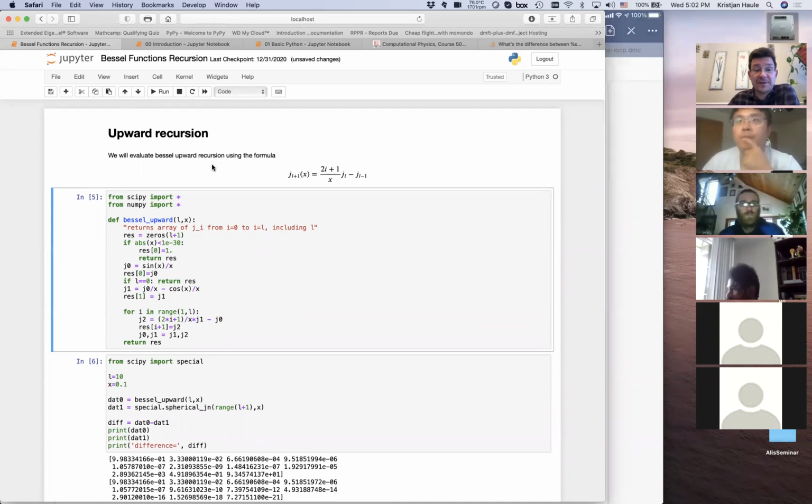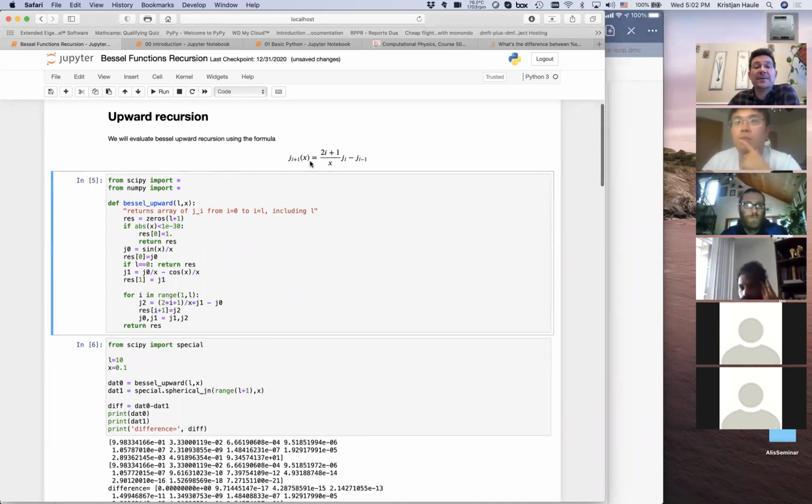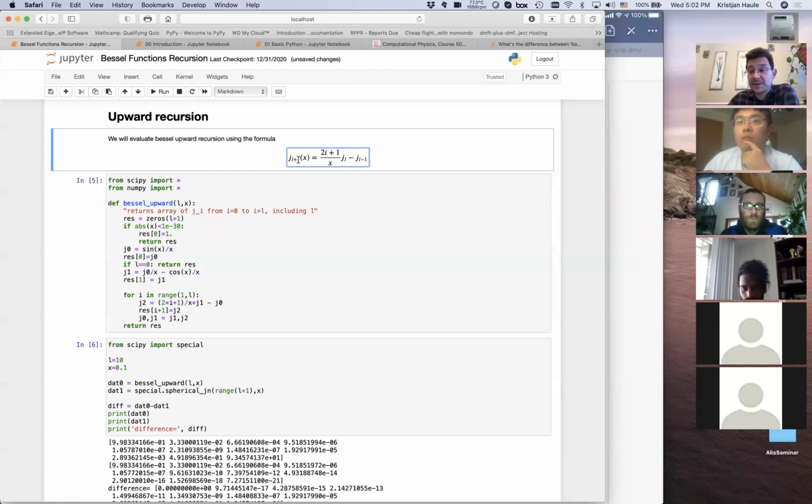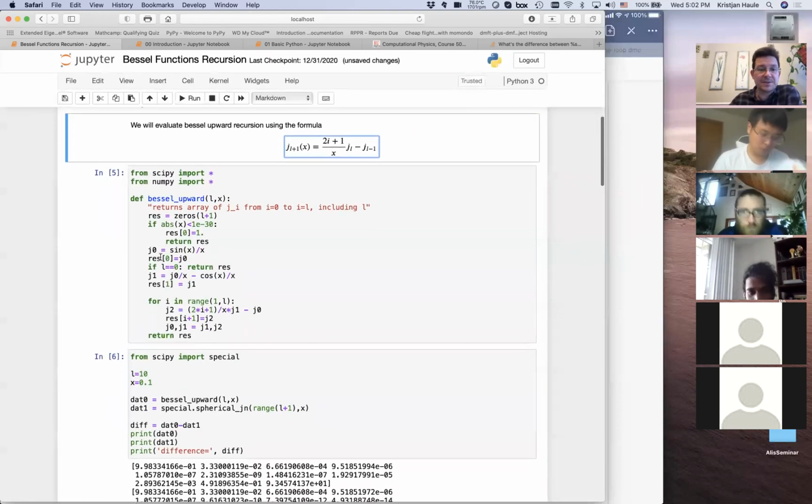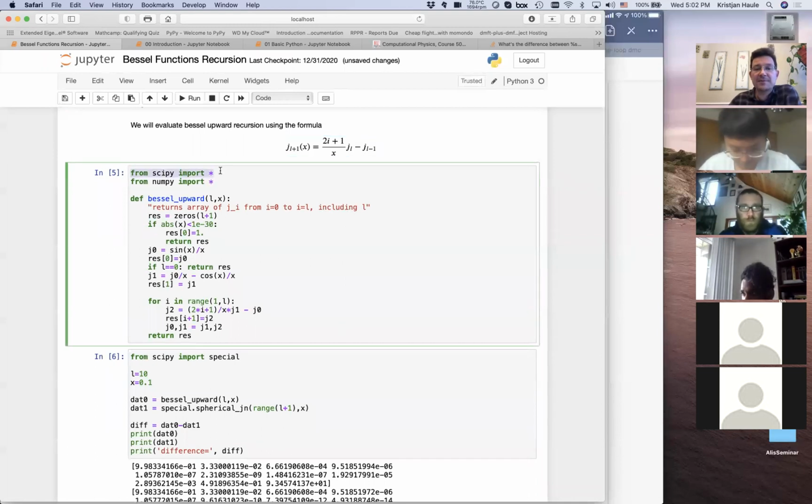So what we want to do here is evaluate this recursion formula. Starting from J0 and J1, we can calculate J2 and so on. So this little code here is supposed to do exactly that. Let me see if I can increase the size a little bit. Yeah, okay. So I'm importing from SciPy, I'm importing everything, okay?